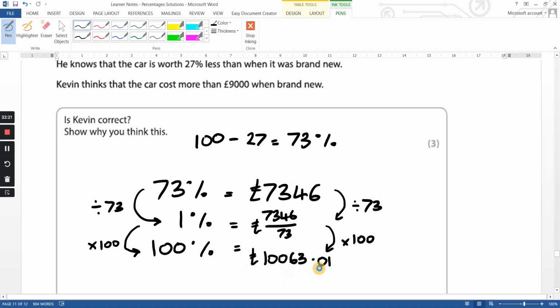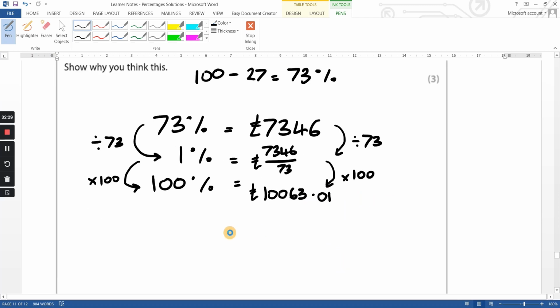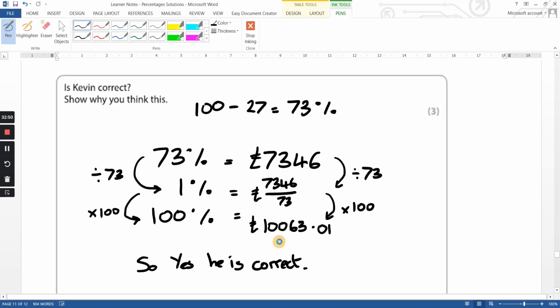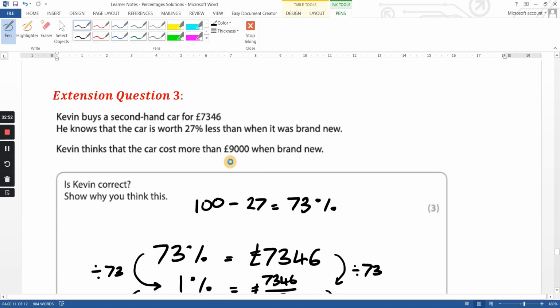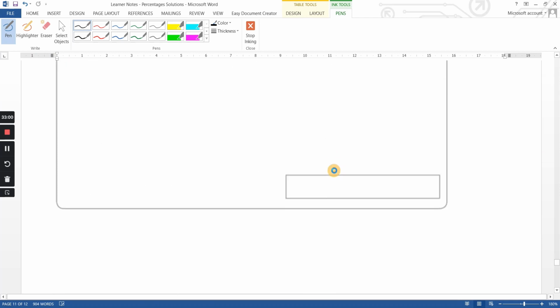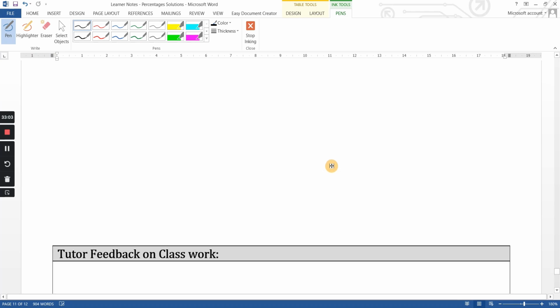So Kevin thinks that the car cost more than £9,000 when brand new. Is he correct? Yes, he is. It actually cost £10,063 and 1 pence. Don't forget the 1 pence. So yes, he is correct. That's good enough. You've shown that the car actually cost £10,000, which is more than £9,000 when it was brand new. Good question, that one. That was the last one.